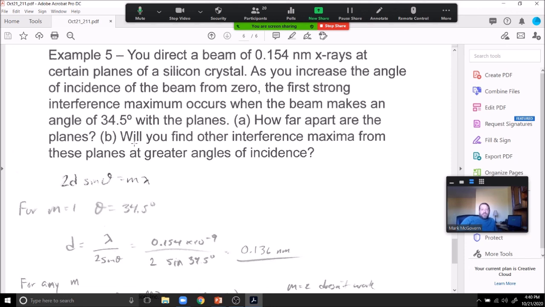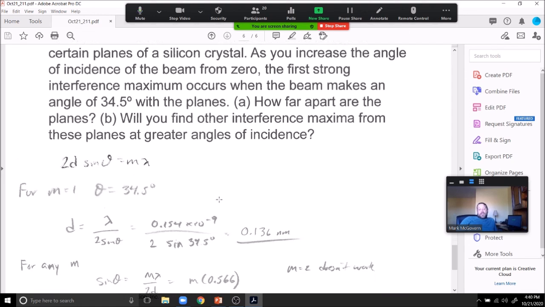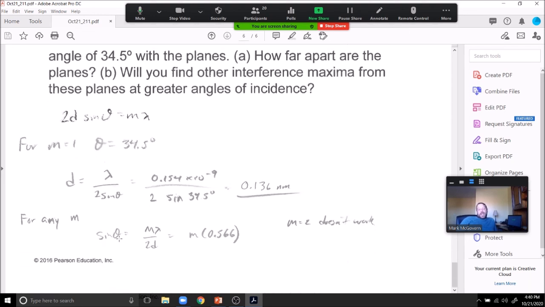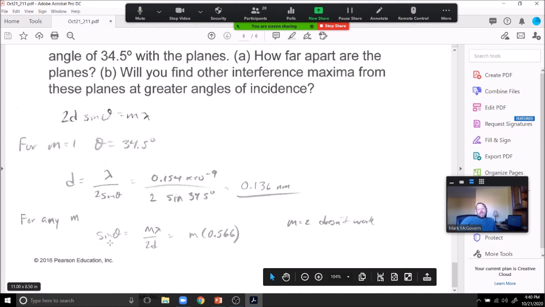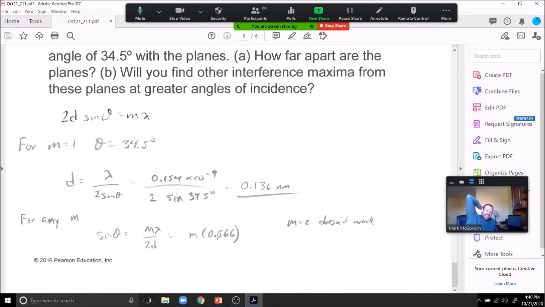Now, it says, will you find other interference maxima? Well, you throw in other values for m and see what you get. So we can actually create a relationship with m. I'll just solve for sine theta here. We get m lambda over 2d. Well, lambda over 2d comes out to be this 0.56 number, and we have our m here. Now, remember, sine can't be bigger than 1. So first order works just fine. When we get the second order, we're over the value of 1. So we will not see another order produce an interference maximum.